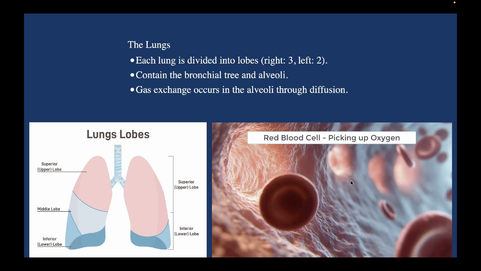Each lung is divided into what? Right side 3 lobes, left side 2 lobes. They both have a bronchial tree all the way down to the alveoli. And remember, test question, what are the little air sacs called? Alveoli, right? And gas exchange occurs in the alveoli through a process called diffusion. And we'll talk a lot more about diffusion as we move on into the next slide.